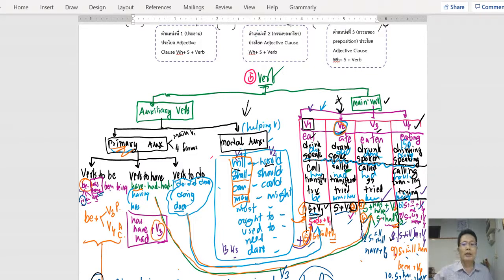The similarity between past simple tense and present simple tense is the structure of the sentence: subject plus verb. No helping verb, no other verbs concerned. Subject plus main verb. If subject plus simple form of verb, that is present simple tense. If subject plus past form of verb, that is past simple tense. That's all. So both can be used, only the time used is different.